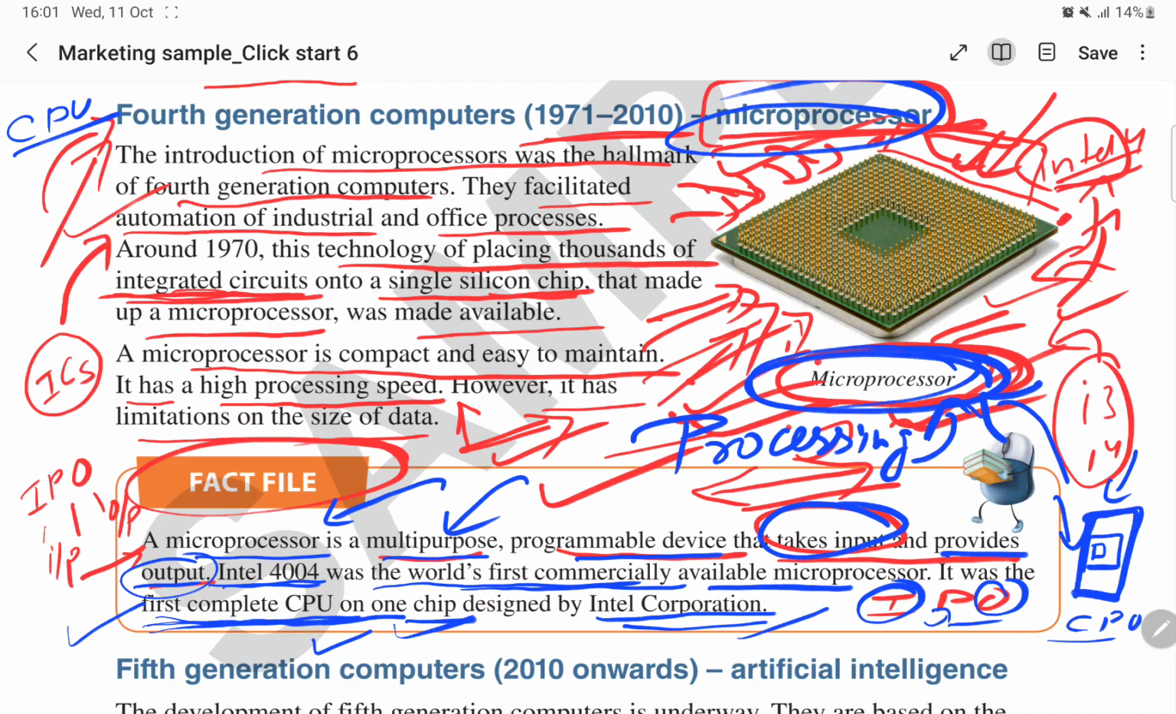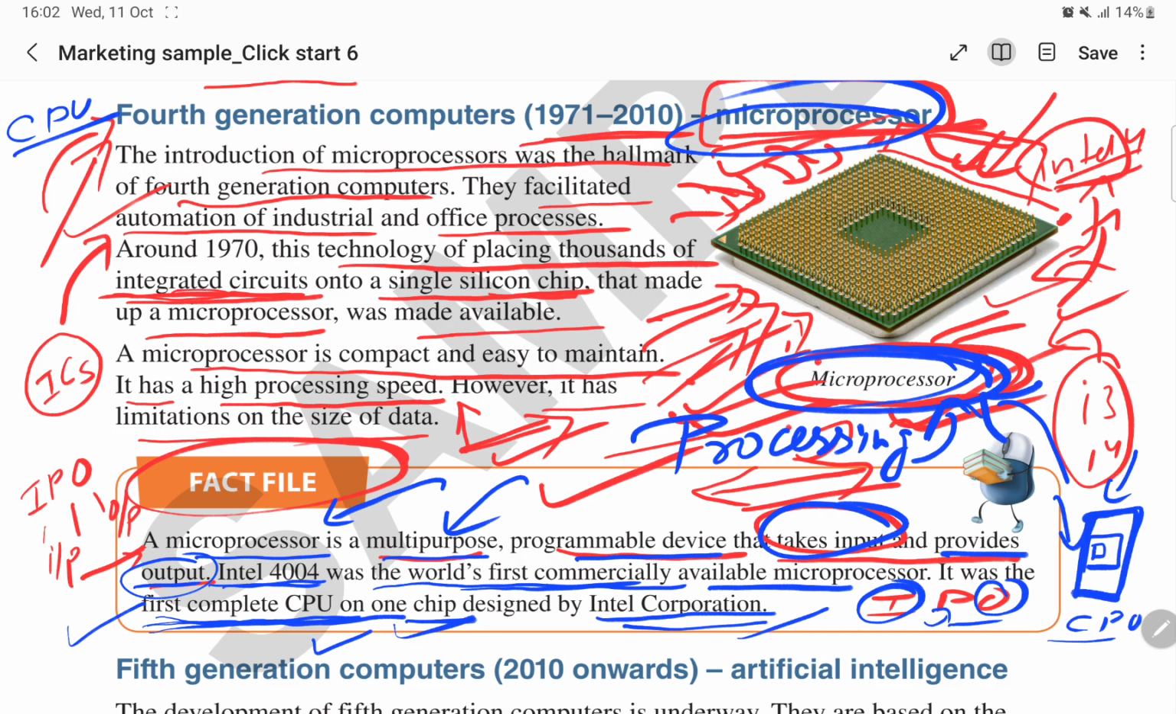Okay, students, one thing that I want to conclude: a microprocessor is a multi-purpose programmable device that takes input and provides output by processing the inputs, so it completes the IPO cycle and makes the computer work very efficiently, as the IPO cycle keeps revolving. The world's first commercial microprocessor was Intel 4004, designed by Intel Corporation, whose short name is Intel.